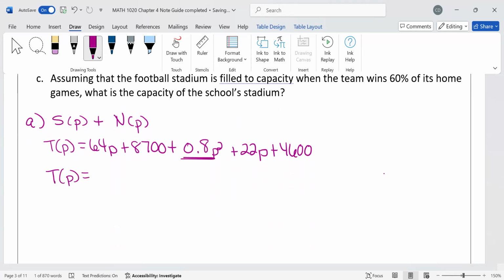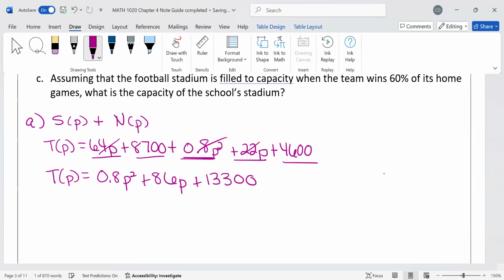All right, I have p squared. I only have one term like that. I have two terms with just a single p, so I'm going to add those together: 86p. And then two terms that are straight numbers. I'm going to throw that in a calculator real quick. And that gives me 13,300. So that's the equation for the total number of tickets sold based on the percent of games that the home team wins.